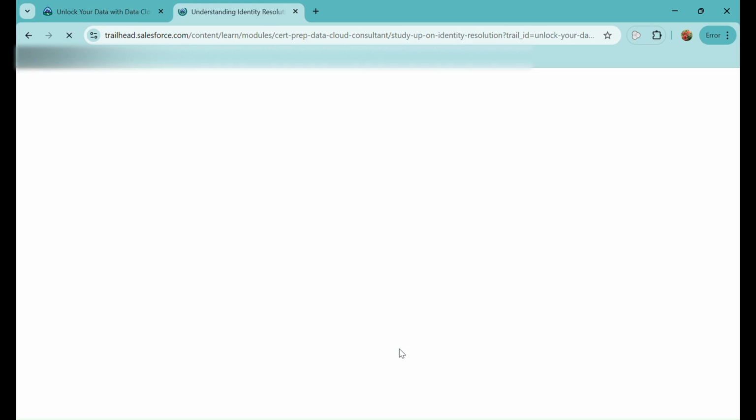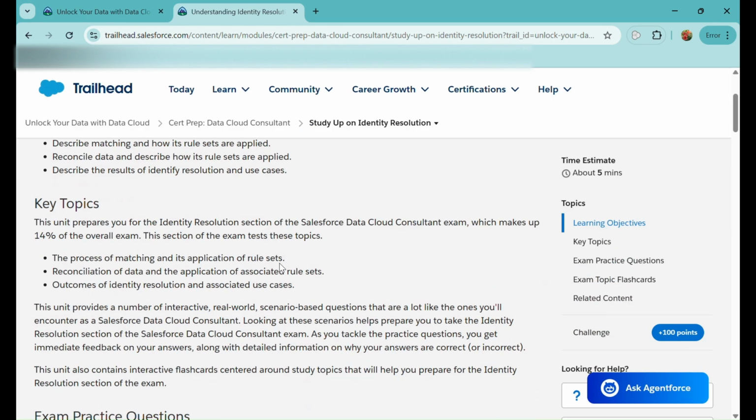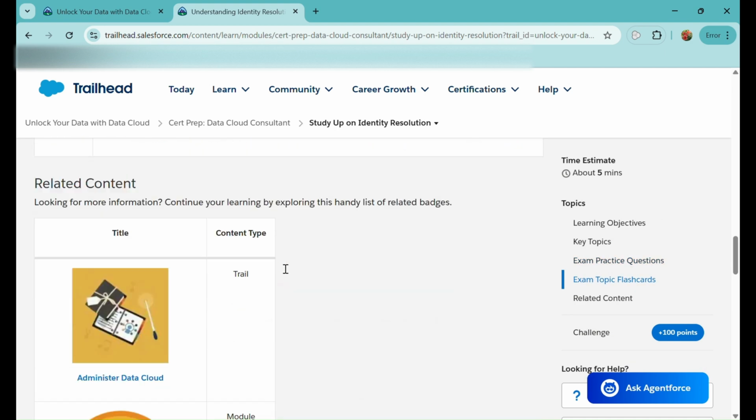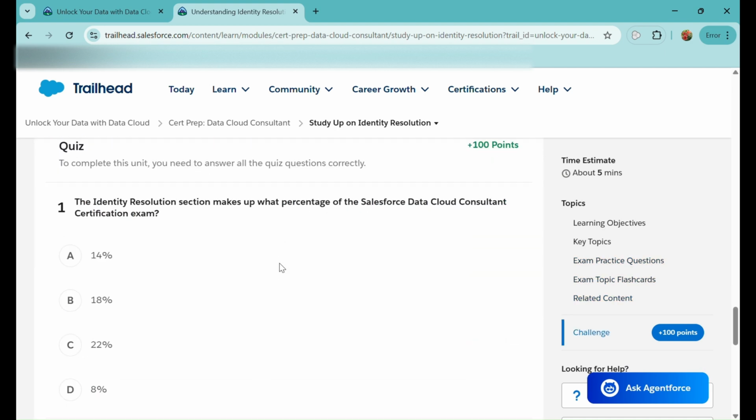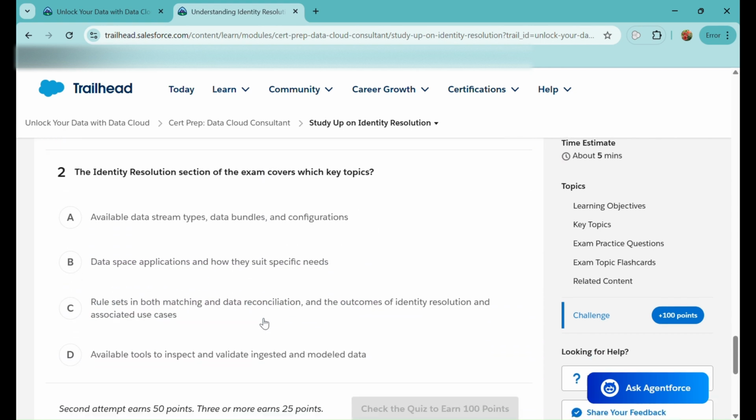Let's check. Let's go on to the next unit, that is study up on identity resolution. And again we'll go to the quiz, and our first question is, the identity resolution section makes up what percentage of the Salesforce Data Cloud Consultant certification exam? So it is 14%.